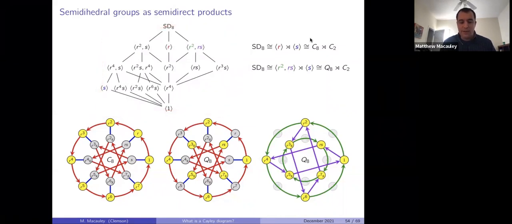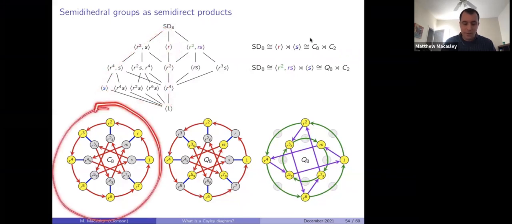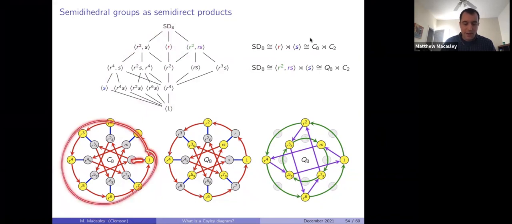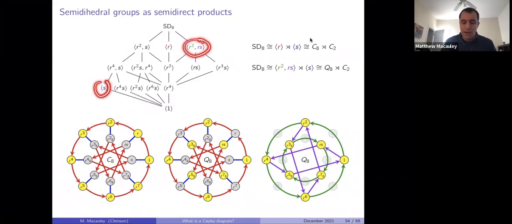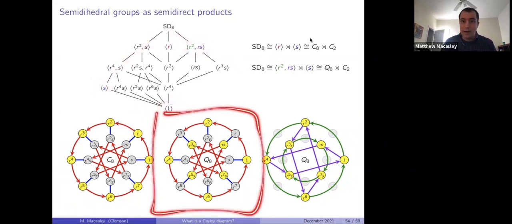You can characterize a semidirect product in the subgroup lattice by taking two groups that join up top and meet down at the bottom. So here's a cyclic group, C8 and C2, that join up top and meet at the bottom. Here's those groups highlighted in the Cayley diagram. You also have a quaternion group and a cyclic group that join up top and meet in the bottom. Here is that highlighted in the Cayley diagram as well.